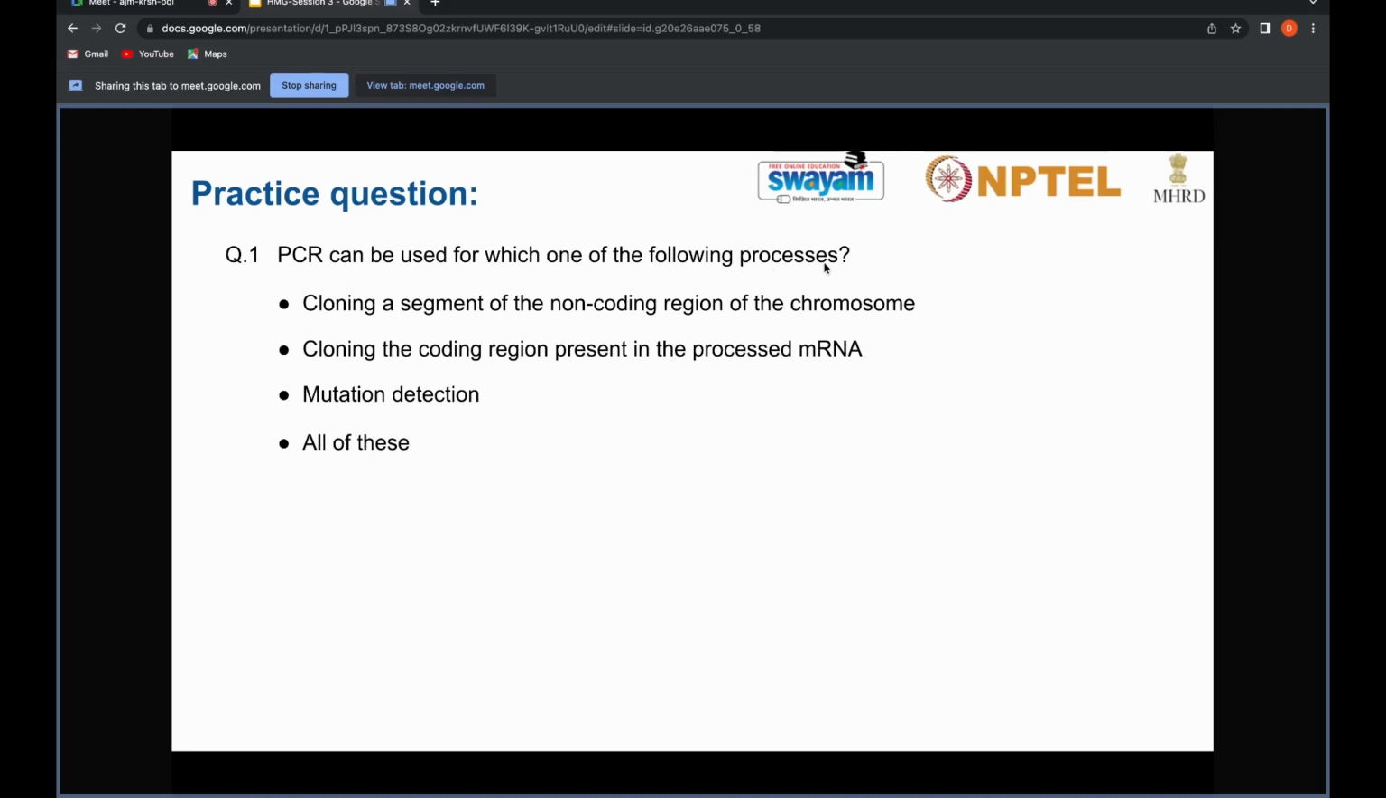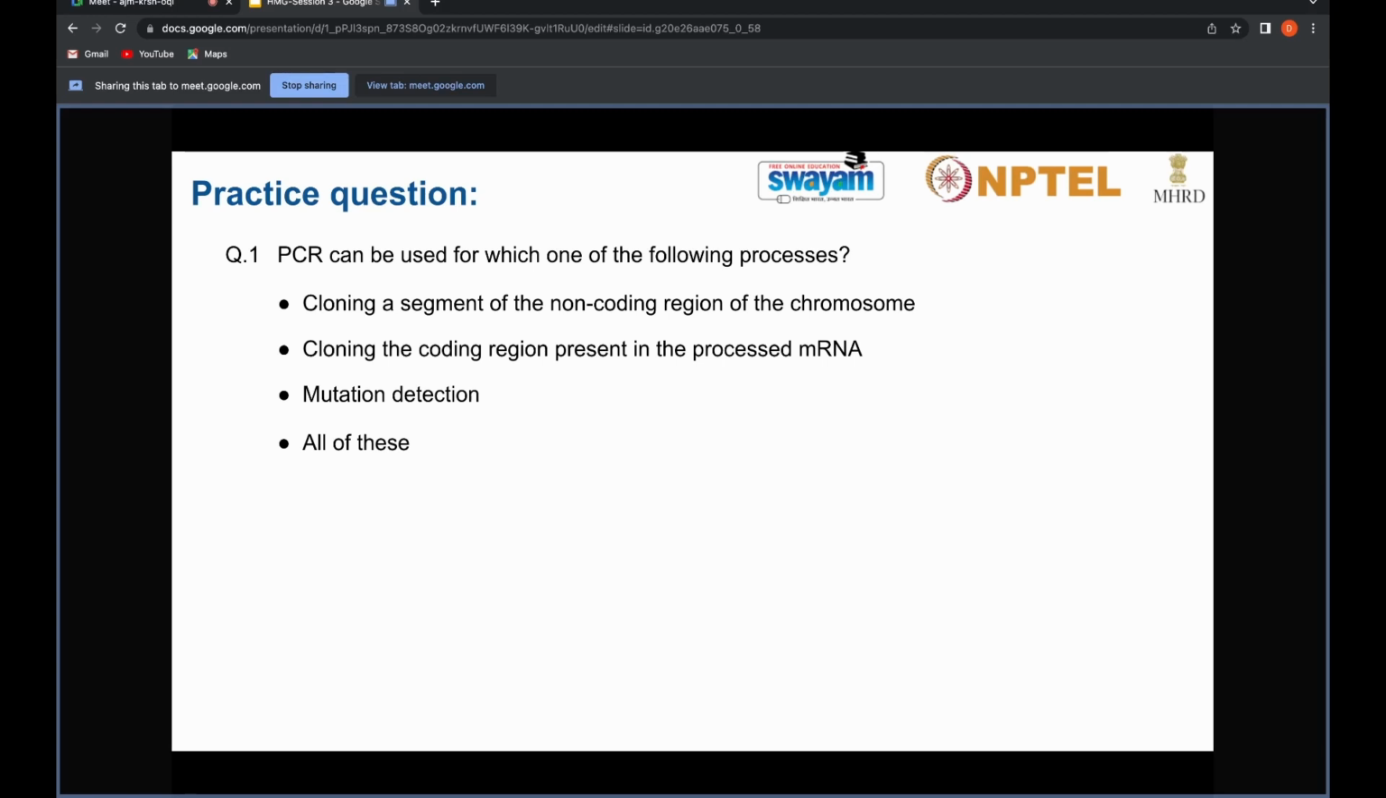So in the last session we discussed PCR in detail. I hope you are aware of it. The options are: cloning a segment of the known coding region of the chromosome, cloning the coding region present in the processed mRNA, mutation detection, or all of these. You have to tell for which of the following processes we can use PCR.